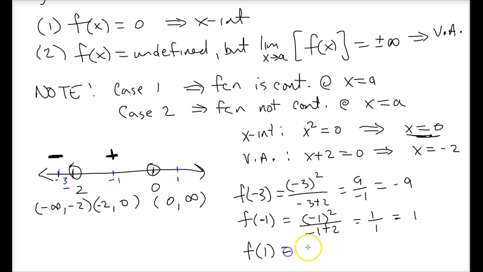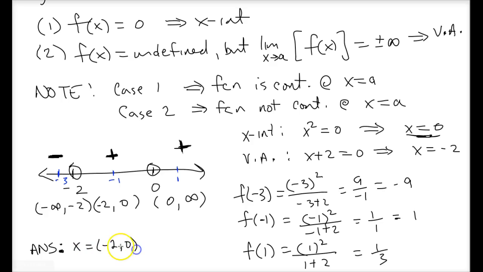And then let's evaluate it at 1. We see we get 1/3 here, which is also positive. So that means the graph is also above the x-axis there. So our actual answer to this question, which is for what values of x is the graph strictly above the x-axis, happens for all the values in between negative 2 to 0 and all the values from 0 to infinity. So this is your answer to this question.